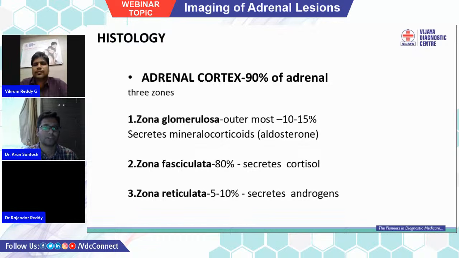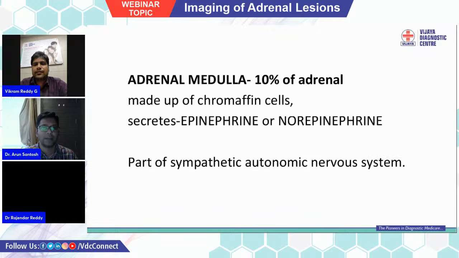The adrenal cortex includes zona glomerulosa, fasciculata, and reticulata, which we don't want to go into in detail. And the adrenal medulla, which makes up 10% of the adrenal gland, is made up of chromaffin cells, which secrete epinephrine and norepinephrine.